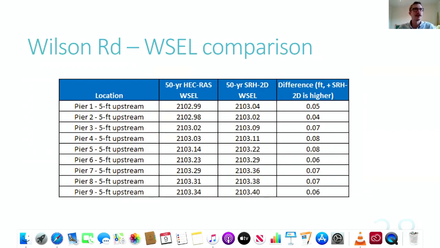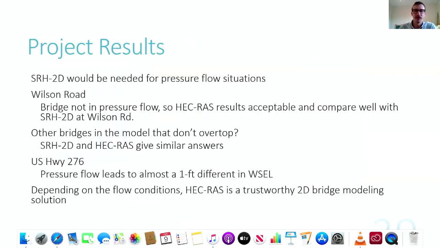Very similar elevations. The other bridges in the model, which weren't in pressure flow, also performed similarly between the two models. But for the bridge in pressure flow that we talked about, Highway 276, there was almost a foot difference between the calculated elevations. So I want to say, depending on your flow conditions and the application of the model that you're developing, I believe HEC-RAS may be used as a 2D bridge modeling solution, but I would obviously recommend verifying your answer with a model like SRH2D.